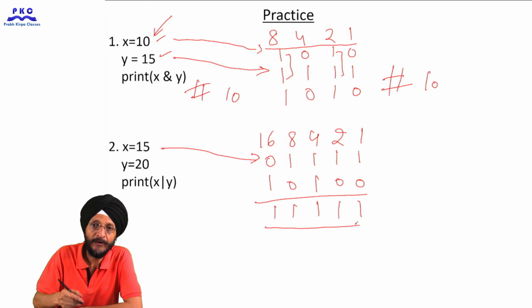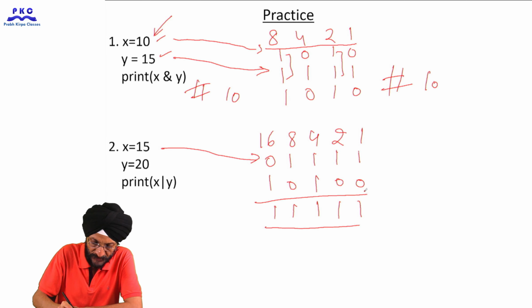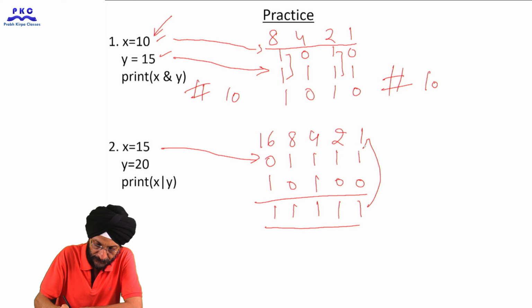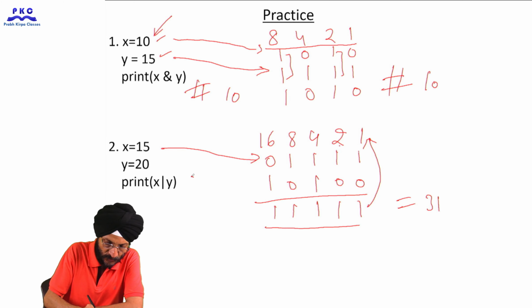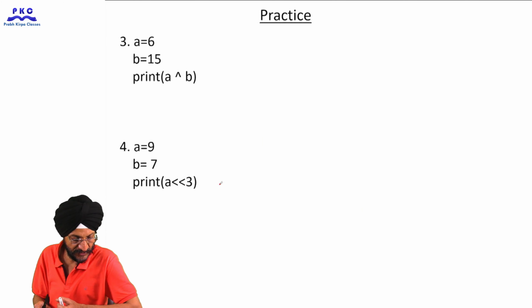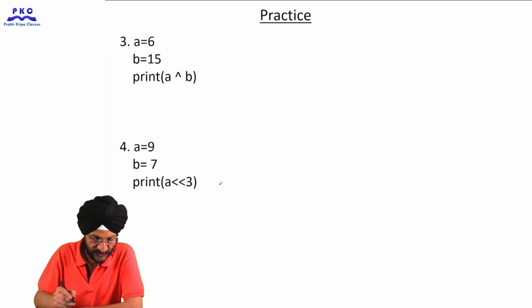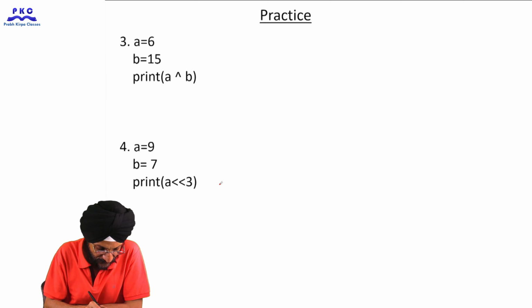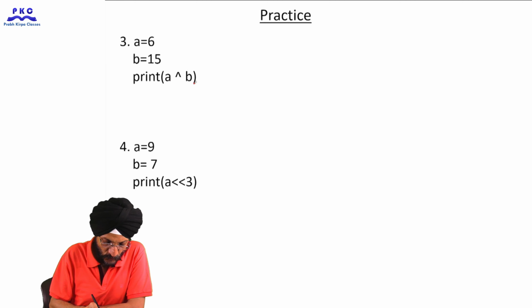So here we have this binary number or individual bits. Now we will convert it into the actual number: 28, 30 plus 1, 31. So this will be the output. Output will be 31. Next is A is equal to 16, B is 15, print A bitwise XOR B.